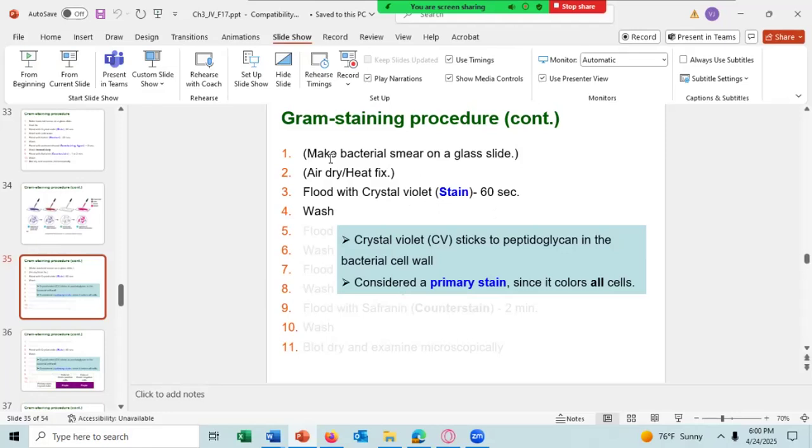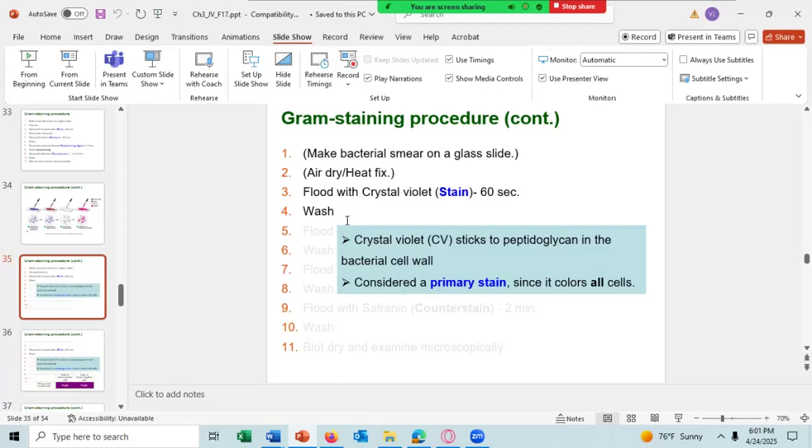Anyways, you flood the crystal violet for 60 seconds. You then wash it off with cold water. At each step of the gram stain, there is a cold water wash. You don't need to state it when you're listing the steps of the gram stain. You don't need to put it in each step. You need to just state it one time, and after each step, you wash with cold water. You can state it at the beginning or at the end.